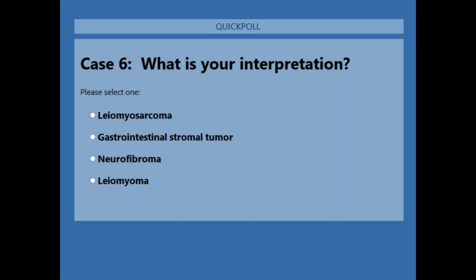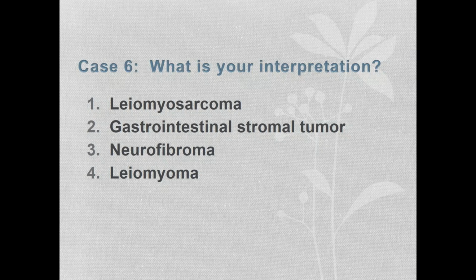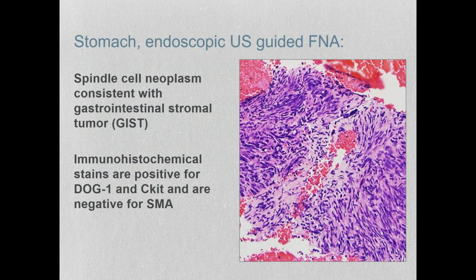Okay, the poll is now open. Give you a couple of seconds. What is the spindle cell lesion? All right, Joanne, could you close the poll? Let's see what we have. Looks like you got a whopping majority of gastrointestinal stromal tumor. Well, that's indeed what this ended up being. Gastrointestinal stromal tumor with positivity for DOG1 and C kit, and SMA was negative.